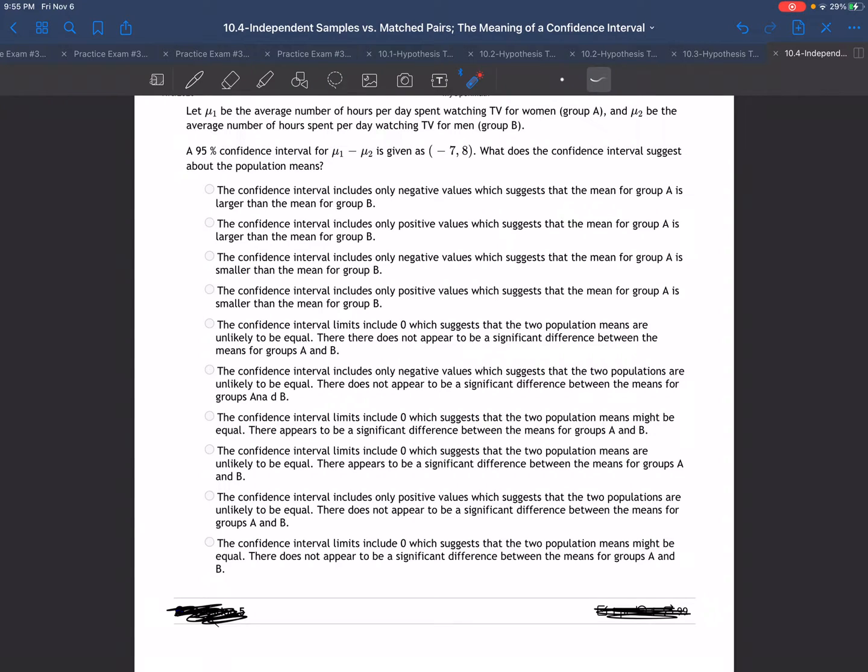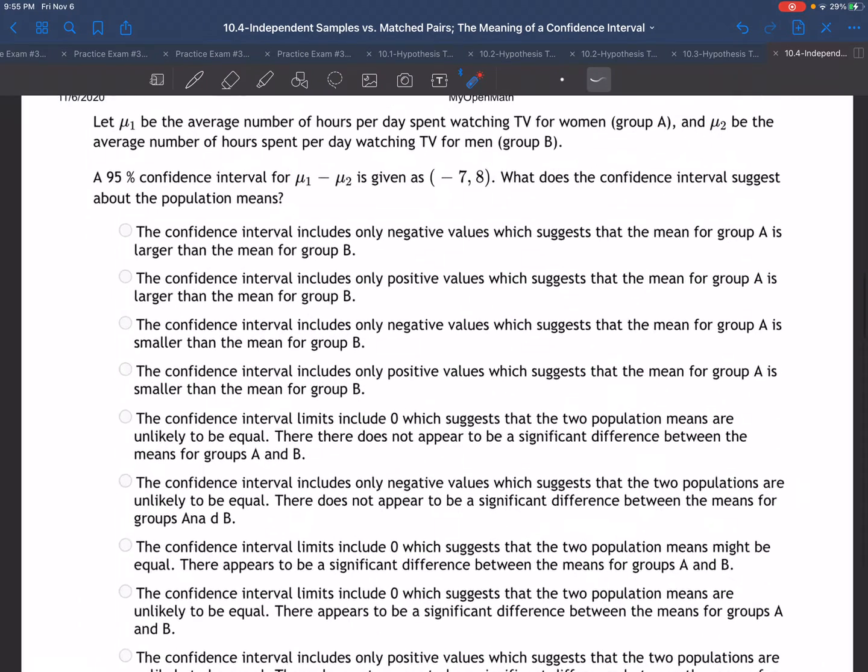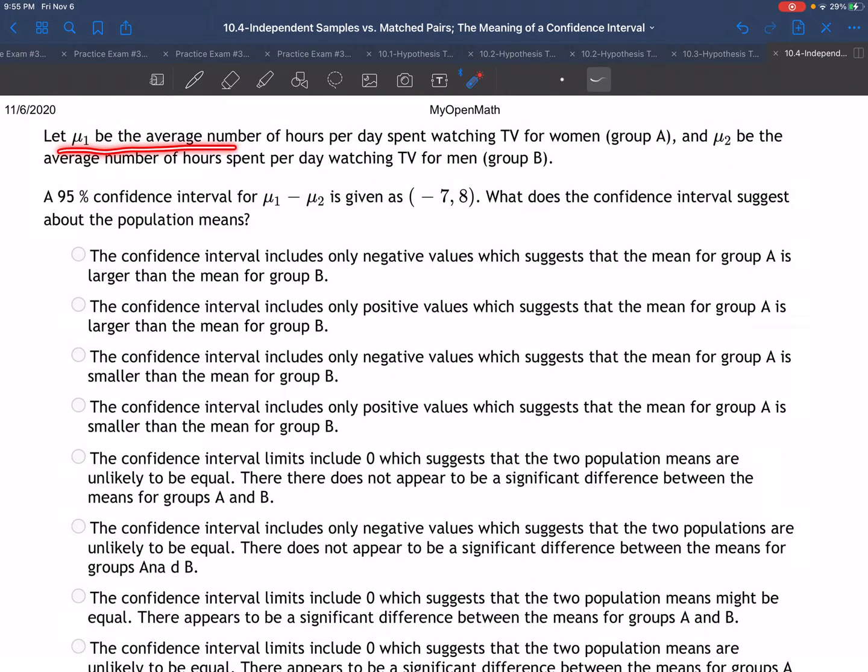Here's an example of the meaning of a confidence interval. Let mu1 be the average number of hours per day spent watching TV for women, Group A, and mu2 be the average number of hours spent per day watching TV for men, Group B. A 95% confidence interval for mu1 minus mu2 is given as -7 to 8. What does the confidence interval suggest about the population means?